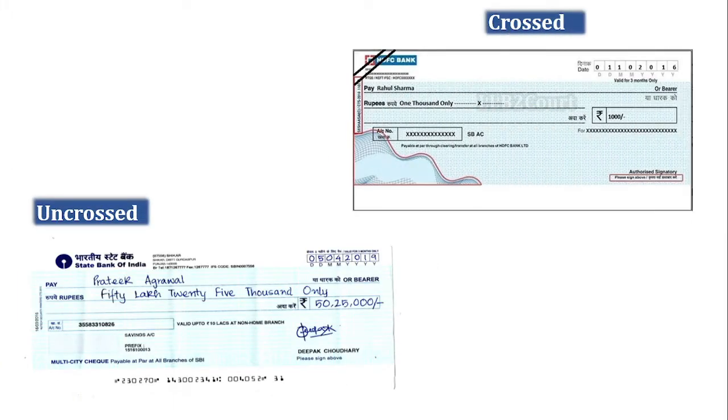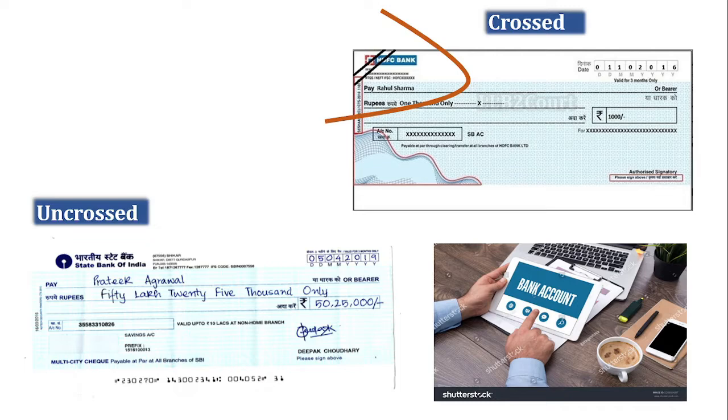There are two basic types of check, uncrossed and crossed check. With an uncrossed or open check, the check amount will be paid over the counter to the holder of the check. In a crossed check, it will be deposited to the payee's bank account. One more important thing about a crossed check is that it cannot be negotiated by any person other than the payee.